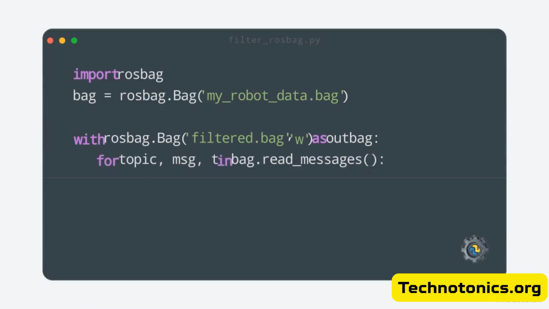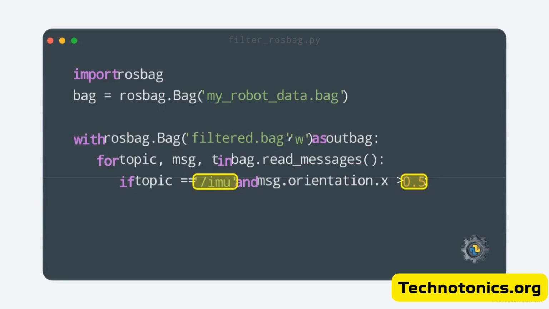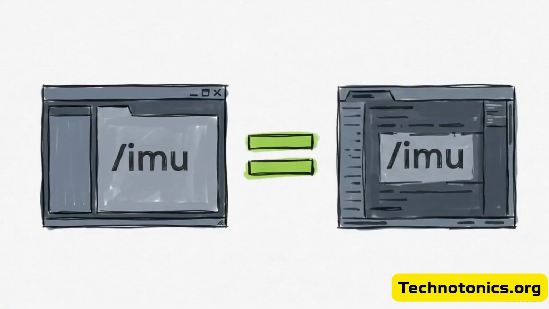We follow that up by writing a loop: for topic, message, time in bag.read_messages. This instructs the script to scan through every single packet of data in the original file chronologically. Inside that loop, we write our specific condition. We tell it to look exclusively for data where the topic matches /IMU and the x-axis orientation value is greater than 0.5. When the script finds a data packet that meets both of these strict criteria, it writes it directly into our new, clean output file.